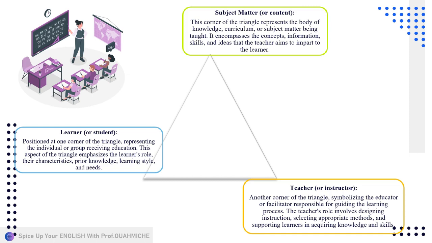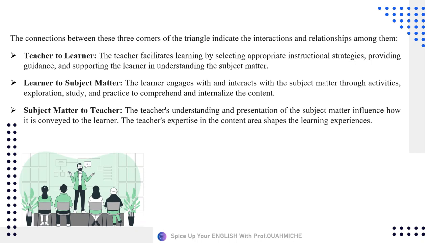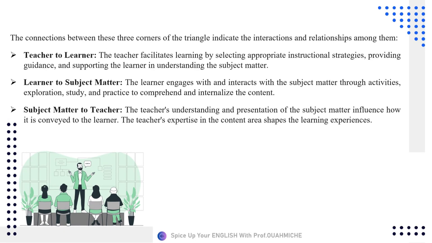The connections between these 3 corners of the triangle indicate the interactions and relationships among them. Teacher to learner. The teacher facilitates learning by selecting appropriate instructional strategies, providing guidance, and supporting the learner in understanding the subject matter. Learner to subject matter. The learner engages with and interacts with the subject matter through activities, exploration, study, and practice to comprehend and internalize the content. And lastly, subject matter to teacher, where the teacher's understanding and presentation of the subject matter influence how it is conveyed to the learner. The teacher's expertise in the content area shapes the learning experiences.